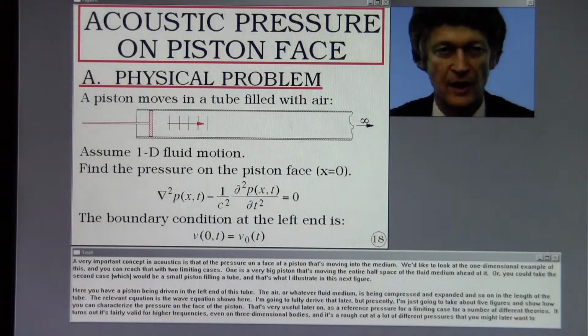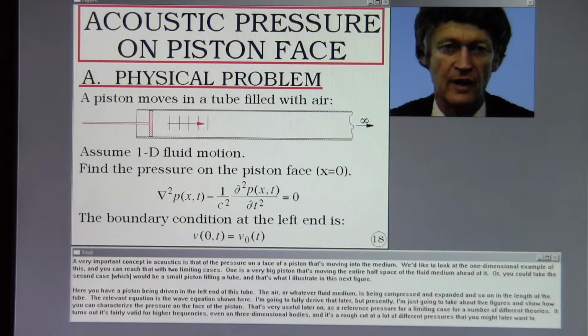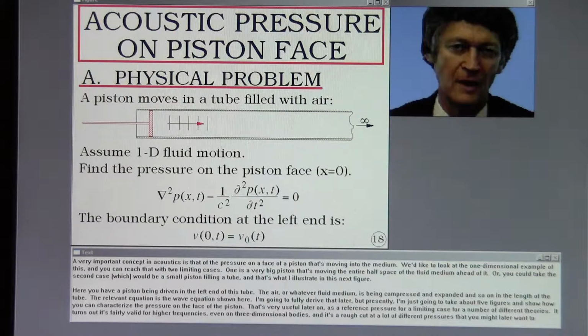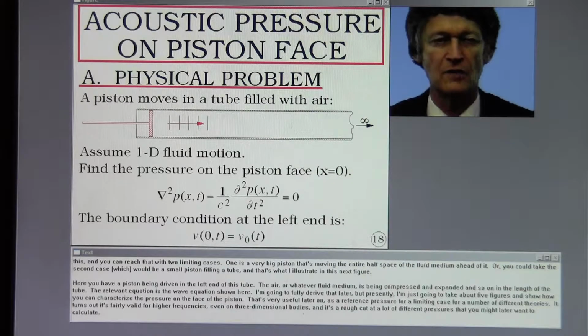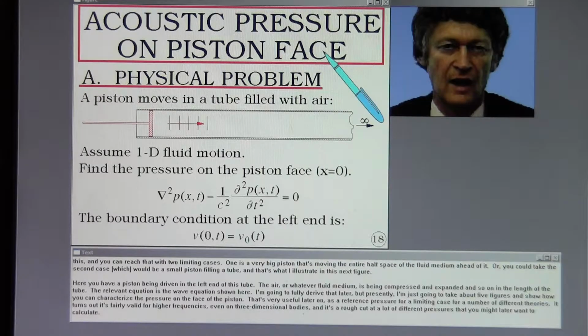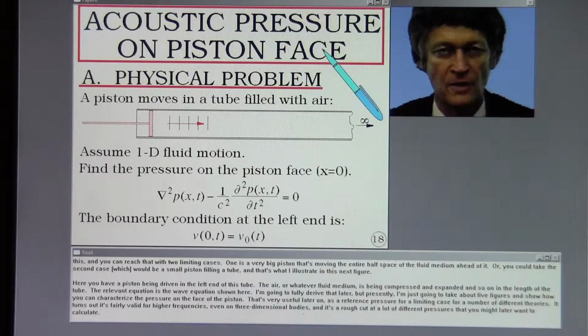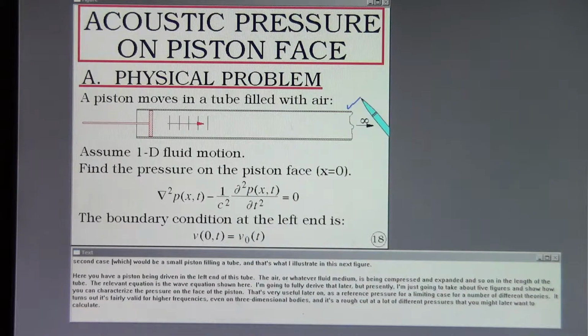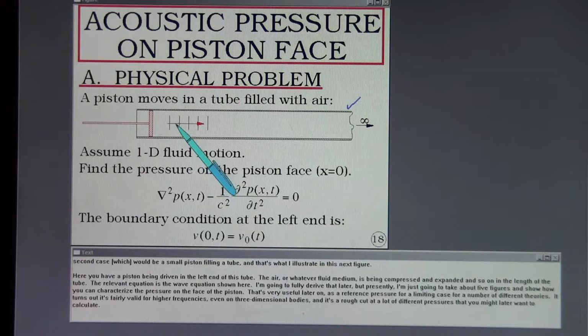A very important concept in acoustics is that of the pressure on a face of a piston that's moving into the medium. We'd like to look at the one-dimensional example of this, and you can reach that with two limiting cases. One is a very big piston that's moving the entire half space of the fluid medium ahead of it. Or the second case would be a small piston filling a tube, and that's what I illustrate in this next figure. Here you have a piston being driven in the left end of this tube. The air, or whatever fluid medium, is being compressed and expanded in the length of the tube.